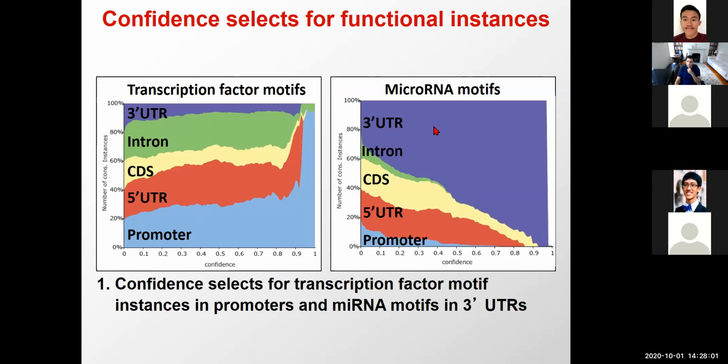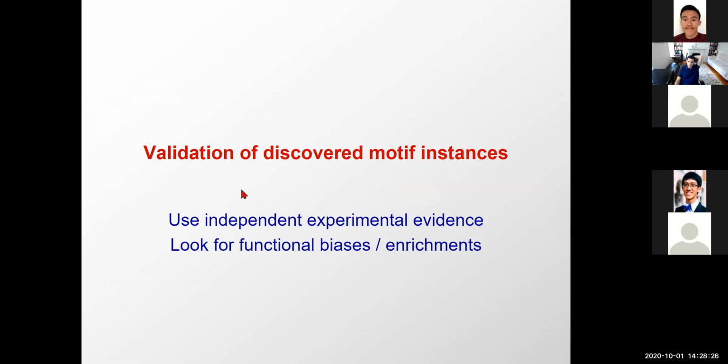By contrast, if you take the same exact score and you apply it to motifs that are matching microRNAs, then you see that with increasing confidence, I'm increasingly selecting for 3' untranslated regions where microRNAs are known to be bound, and decreasing and selecting against promoter, 5' UTR, CDS, and so on and so forth. Okay? So you can now discover a lot of motif instances, and now you'd like to validate those.